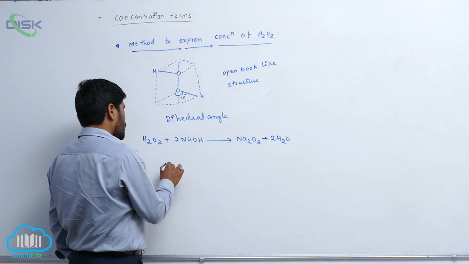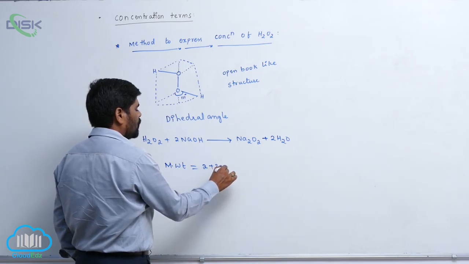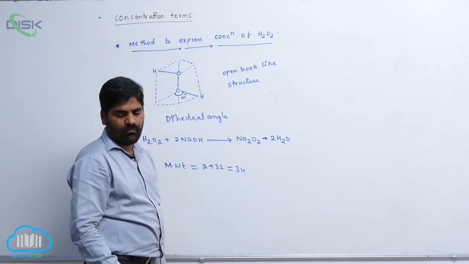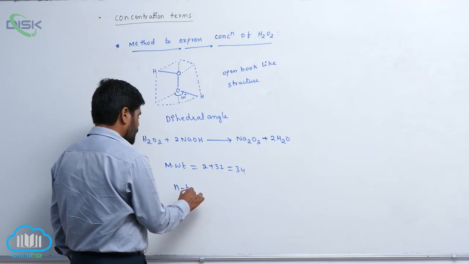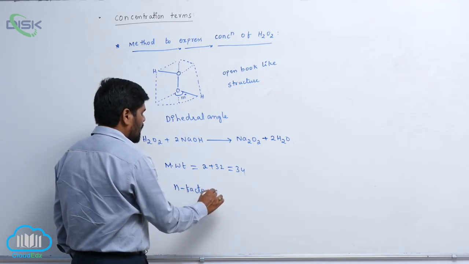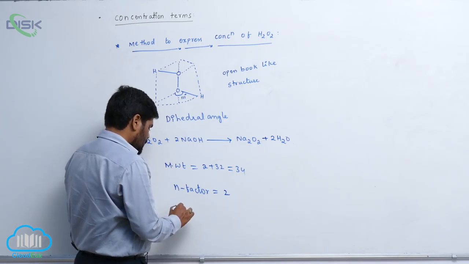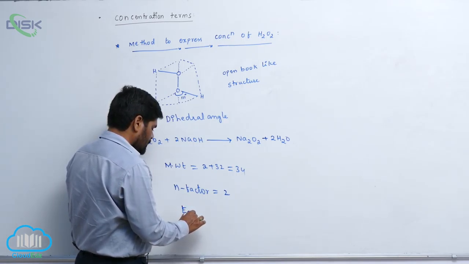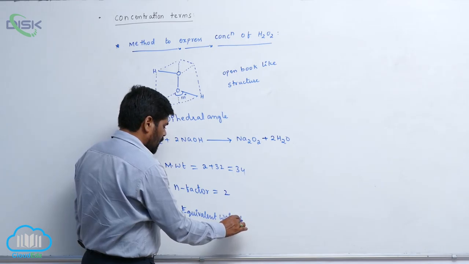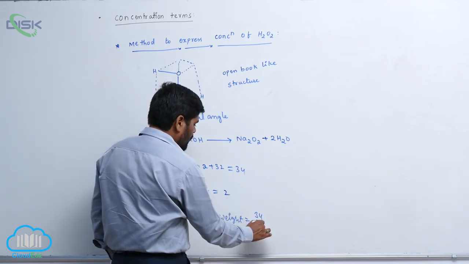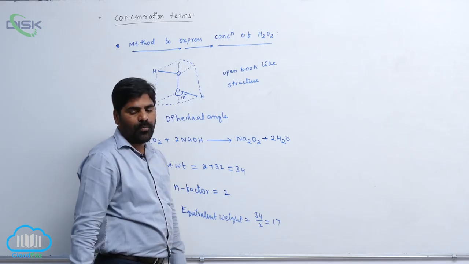Now molecular weight equals 2 plus 32, it becomes which one? 34. Then here n factor is, because two hydrogens are replaced to form O2 2-, so therefore n factor equals 2. Equivalent weight equals 34 by 2, it becomes what? 17. So here n factor is how much? 2 only.